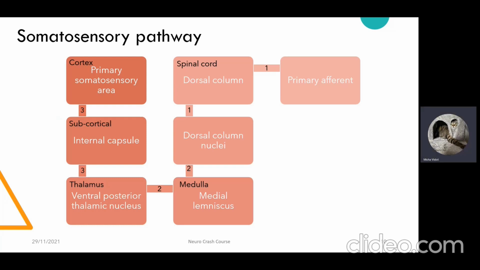The primary afferent neuron will then enter your dorsal column of the spinal cord, where it synapses onto the dorsal column nuclei, and this is where it becomes a secondary neuron. It travels up via the medial lemniscus, through the medulla into the thalamus, and we have to know exactly where on the thalamus, and it is the ventral posterior thalamic nucleus, and this is where it is synapsing onto your tertiary neuron. This neuron then travels up via the internal capsule in the white matter to your primary somatosensory area in the parietal cortex.